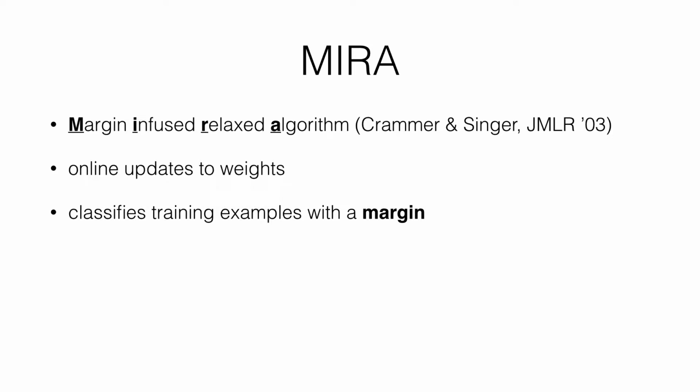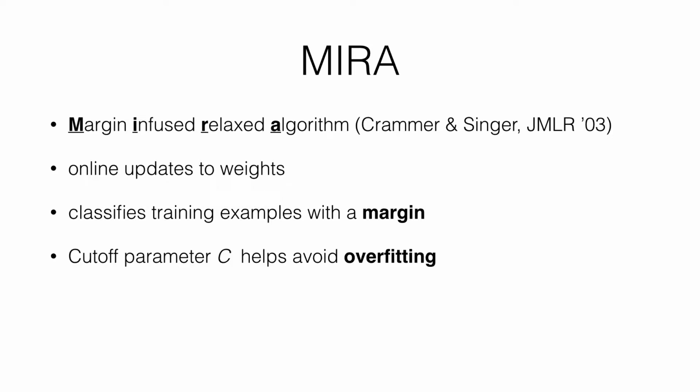And intuitively, or at a very high level, that just means that it wants to not just get the right class, but it wants to get the right class such that the correct class's score is really higher than any other competing class. MIRA also includes the possibility of adding a cutoff parameter C that avoids overfitting, and we'll talk about what that means. But I'll show you right now exactly what the updates look like. So here is the whole MIRA algorithm.